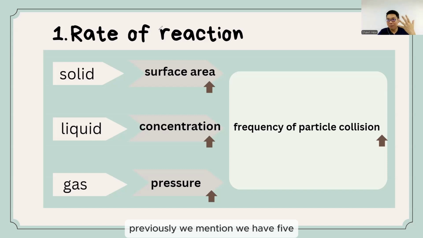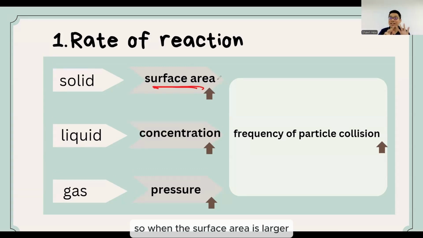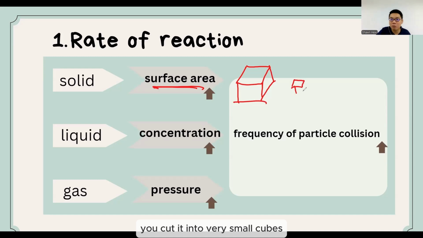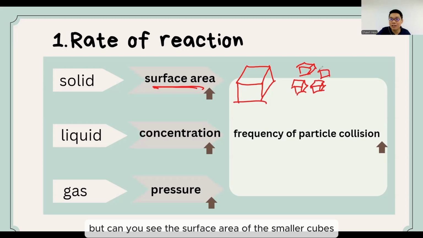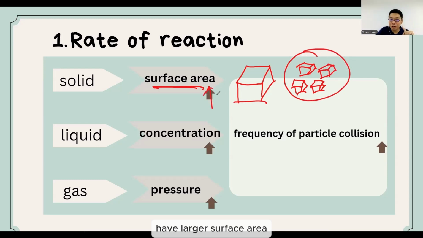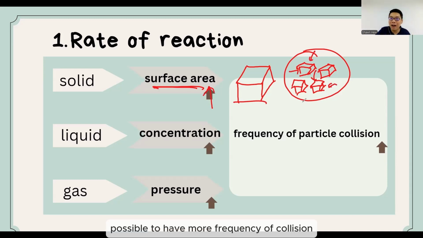Okay, next we officially go to the factors that affect the rate of reaction. Previously, we mentioned we have 5. We talk about these 3, which is the solid surface area effect. When the surface area is larger, for example, if you have a big cube, you cut it into very small cubes. They have the same mass, but can you see the smaller cubes have larger surface area? So when there is larger surface area, it is possible to have more frequency of collision.